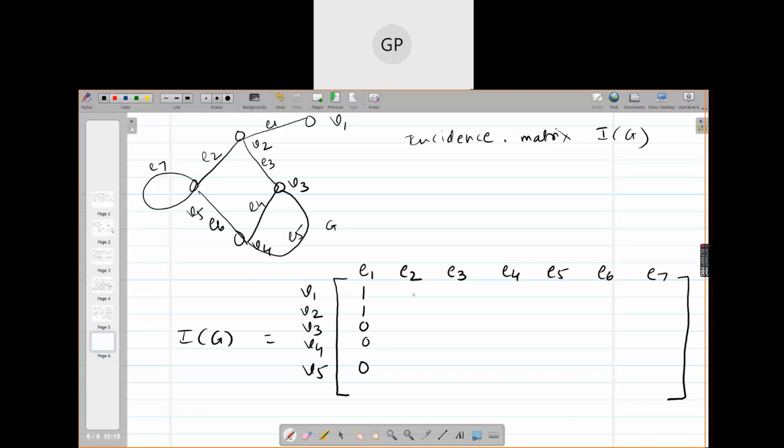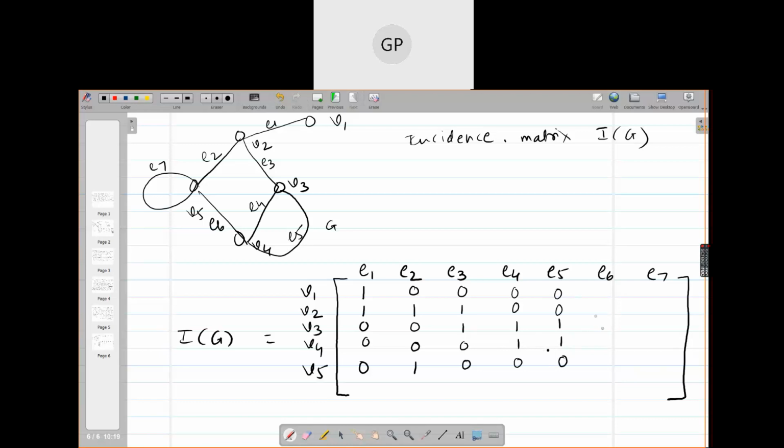E2, what about E2? V2 and V5. So put 0 everywhere. E3, V2 and V3. E4, V3 and V4. E5, same as V3 and V4, because E4 and E5 are parallel edges. So those columns will be same.